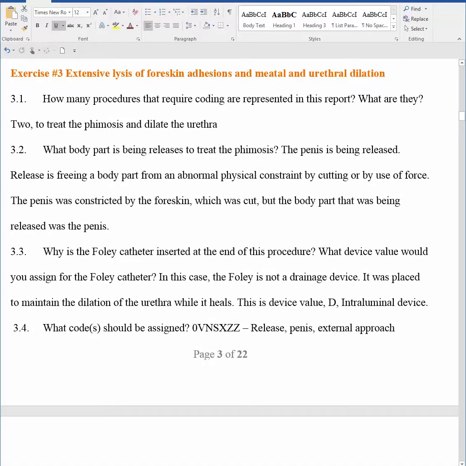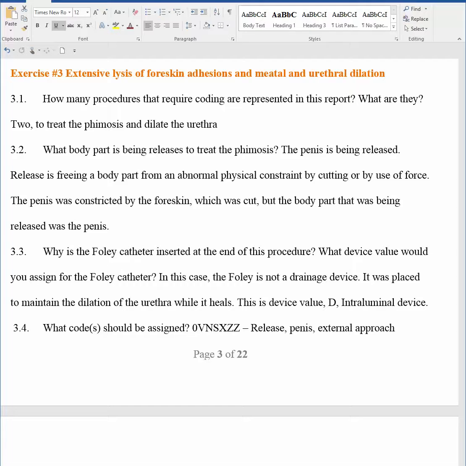Exercise 3 is defined or noted in your textbook as extensive lysis of foreskin adhesions and meatal and urethral dilation. Question 3.1, how many procedures that require coding are represented in this report? What are they? There are 2 procedures. One is to treat the phimosis and dilate the urethra.